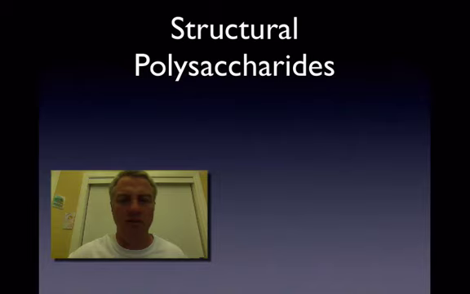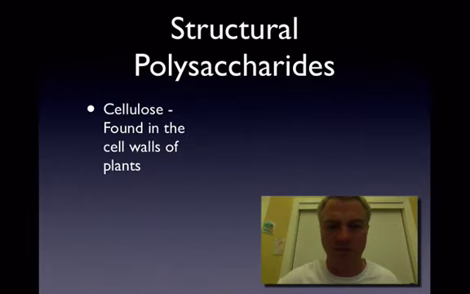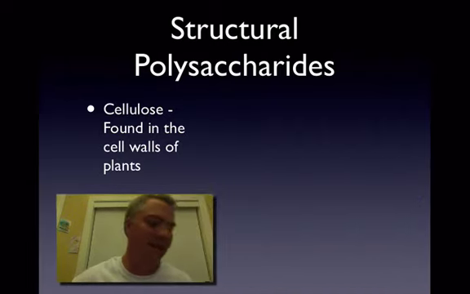The last one here is the structural polysaccharide that we're going to talk about, and the main one we're going to talk about is cellulose. Cellulose is the main component of cell walls in plants, and of course the cell wall is what surrounds the plant cell. Your book talks about how there's about 100 billion tons of cellulose around the world, and they say it's the largest carbon-containing compound on Earth.